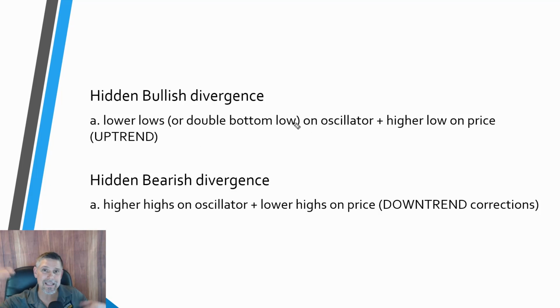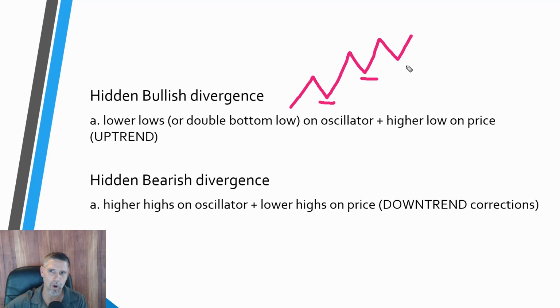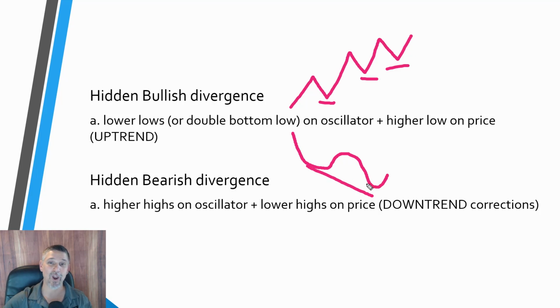So let's visualize an uptrend, right? Stack moving averages, everything good. So higher low on price. Let's just start with that, right? Higher low on price. And then lower lows or a double bottom on the oscillator or indicator. So that might look something like this. Like that. Boom. A lower low on the oscillator indicator, but a higher low on the price action. And again, this might be new, but that's a hidden bullish divergence. But it happens in an uptrend.